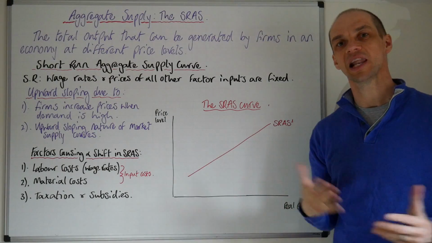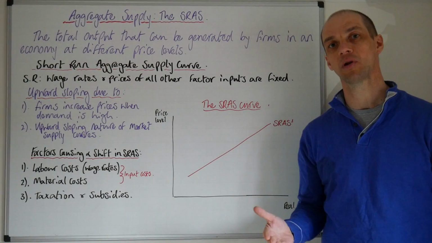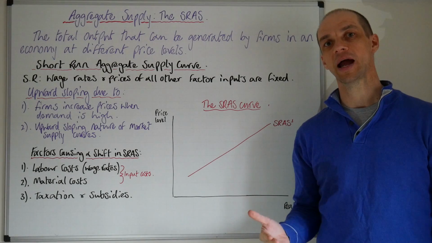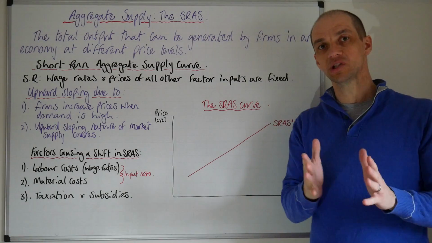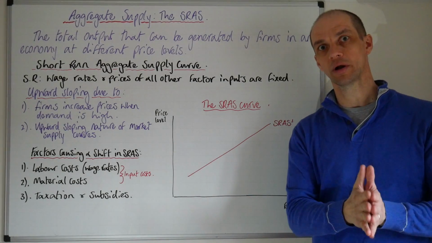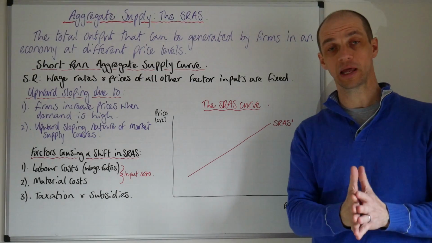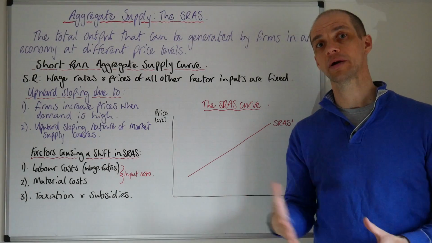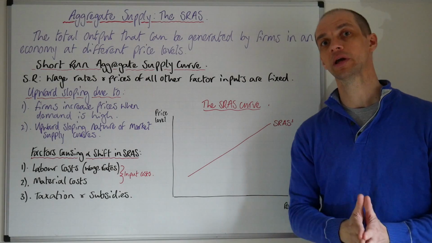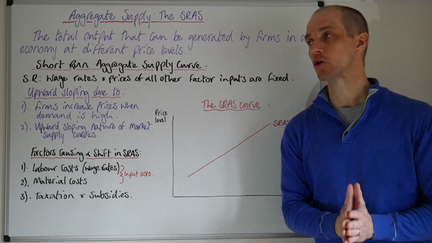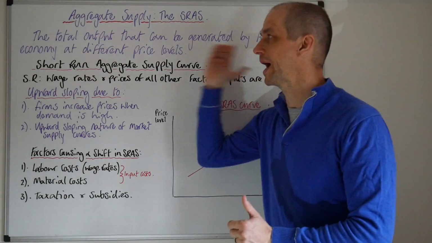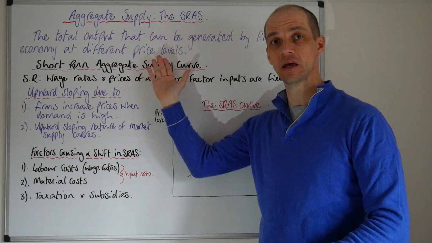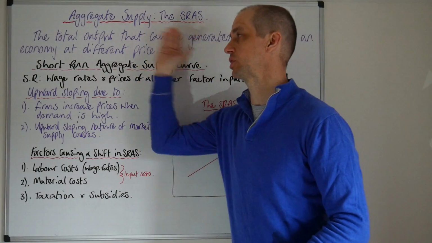Hi everyone, so let's now turn to the aggregate supply. Now when it comes to aggregate supply, we must distinguish firstly between the short run aggregate supply curve, which we will look at in this lesson, and the long run aggregate supply curve, which we'll look at in our next lesson. Okay, so let's take a look at what aggregate supply more generally helps us to understand firstly though.